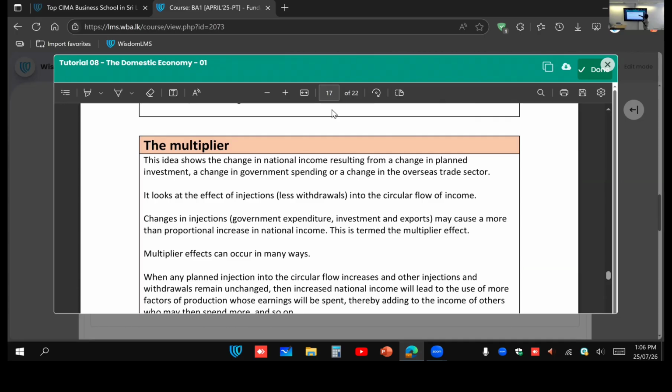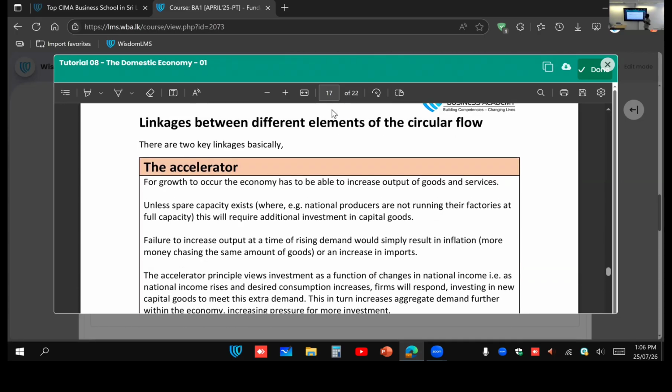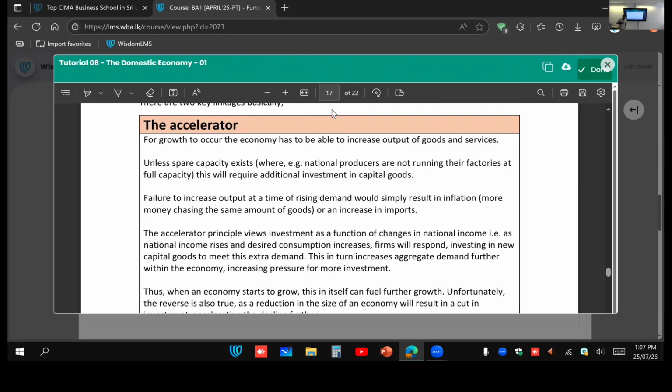Okay, here we stopped. Linkages between different elements. Right now, how many elements do you have? Yes, injections 3, withdrawals 3, altogether 6 components which affect the national income. So the linkage between these elements, there are 2 basic linkages. First, we thought of studying the accelerator. For growth to occur, the economy has to be able to increase the output of goods and services unless spare capacity exists. So what was this spare capacity in an economy?